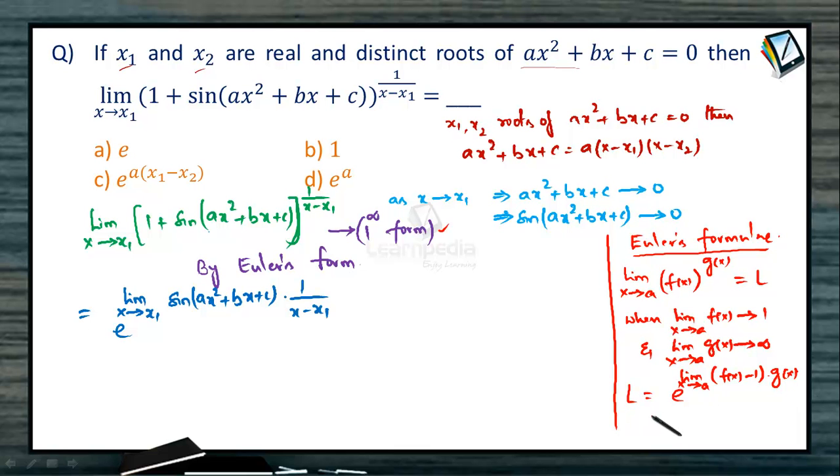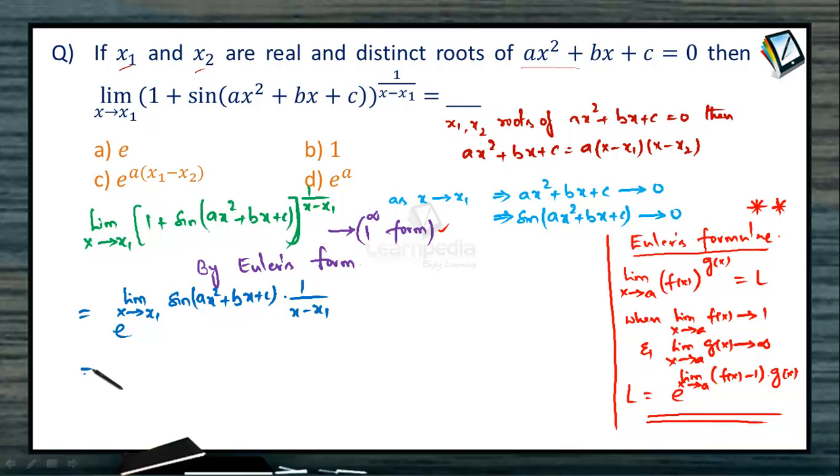The calculation of the limit by this formula, when the given limit L is in the form 1 to the power of infinity, can be evaluated as e to the power of the limit as x tends to a of (f(x) − 1) into g(x). A very, very important application in limits. Now that's the limit we are using here.